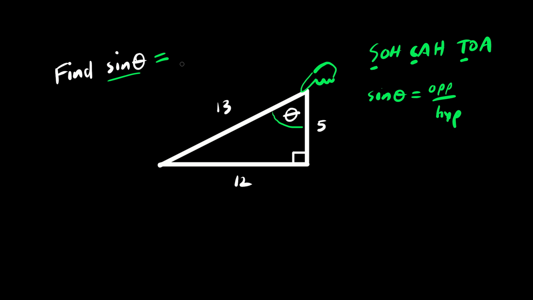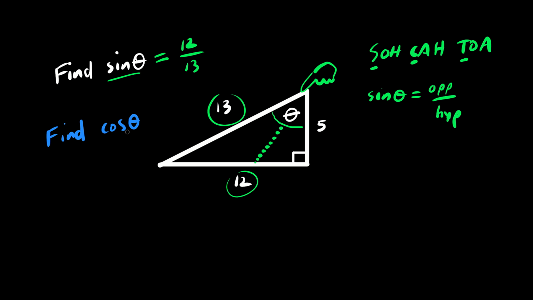Now what is the opposite? We're going to play catch across the field. The opposite of theta is across the triangle, and the answer is 12. So we have 12 over the hypotenuse. Sine is opposite over hypotenuse, and the hypotenuse is the longest side, which happens to be 13.